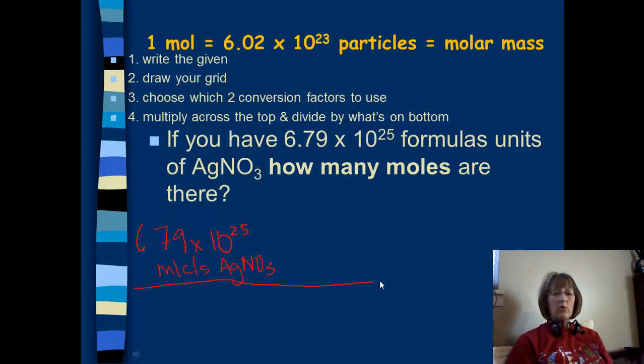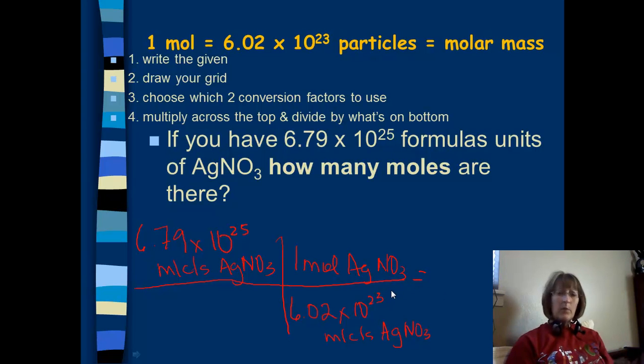AgNO3. Draw my grid. And now, since I'm talking molecules or formula units here, I know I've got to use Avogadro's number, 6.02 times 10 to the 23rd. Formula units of AgNO3. And what's it asking me for? It's asking me for moles. So I've got to have 1 mole of AgNO3 on top. Multiply across the top, divide by what's on the bottom, and it looks like I have 112.79. Oh my goodness.